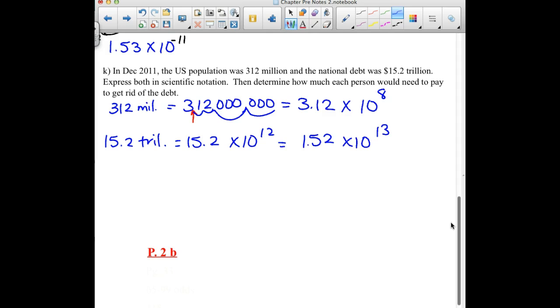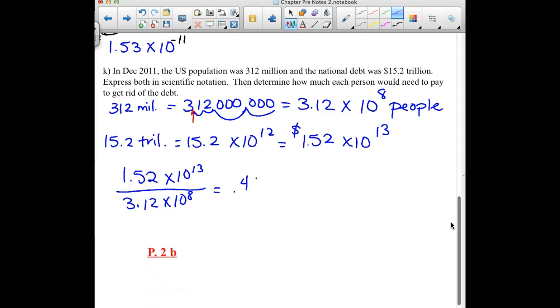All right, then the second part of the question says, determine how much each person would need to pay to get rid of the debt. So we need to take the total debt, which is this, and divide it by the number of people. All right, so we have 1.52 times 10 to the 13th, and we are going to divide by 3.12 times 10 to the 8th. Once again, treating just the front numbers, 1.52 divided by 3.12 is 0.487. Subtracting our exponents gives us 10 to the 5th.